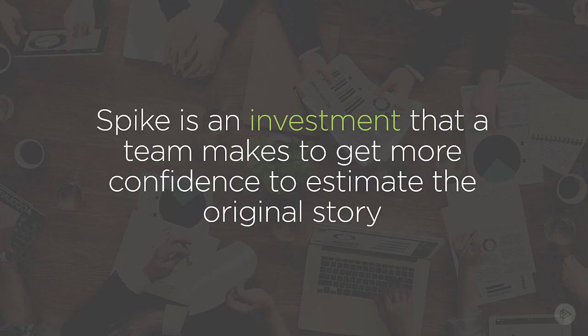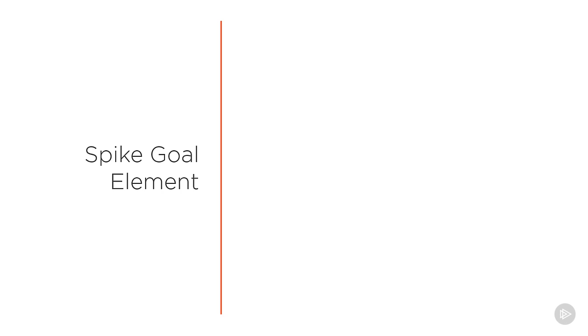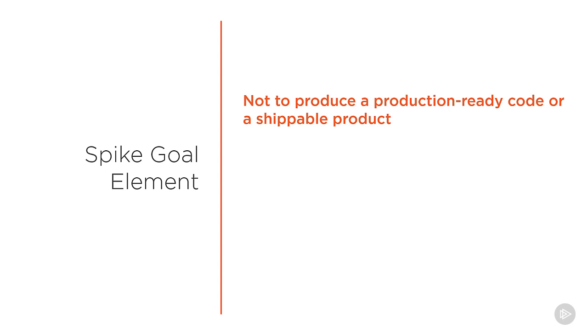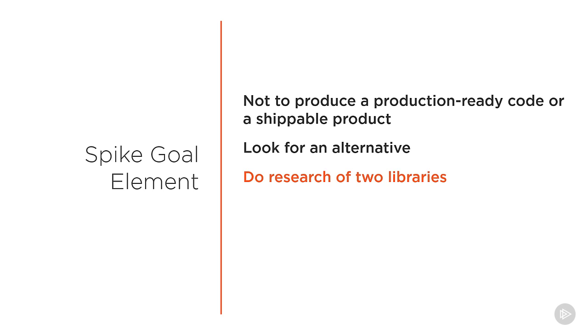So we can say that a spike is an investment that a team makes to get more confidence to estimate the original story. Every spike needs to have its goal. Note that the purpose of a spike should not be to produce a production-ready code or a shippable product. A goal of a spike can be to look for an alternative, to do research of 2 libraries to see which one matches your needs, or just to do some Googling. Whatever you defined as the goal of a spike, remember to time-box it.